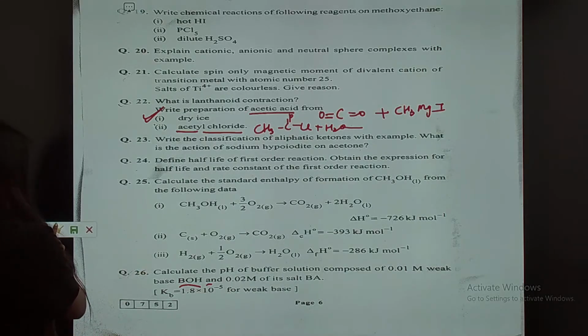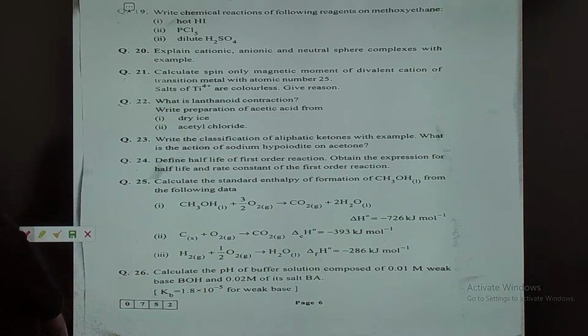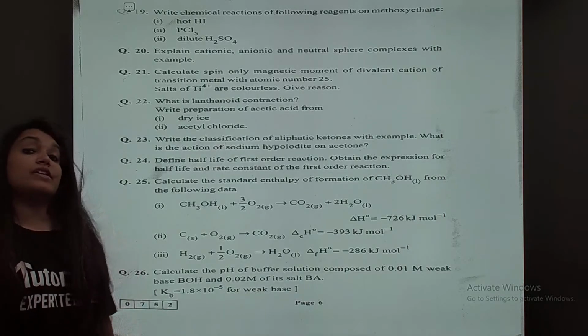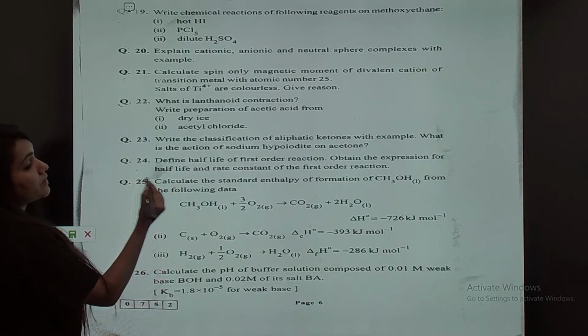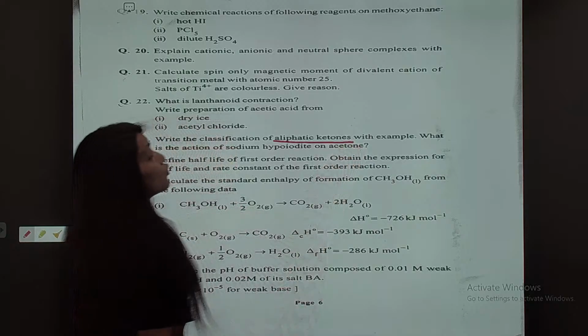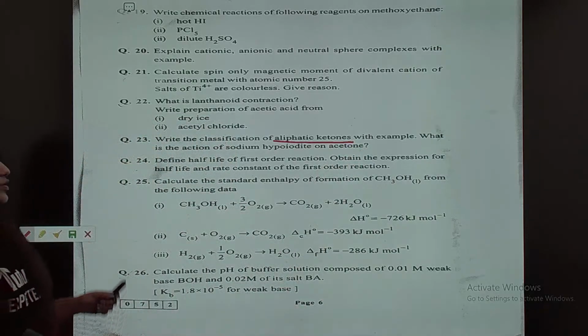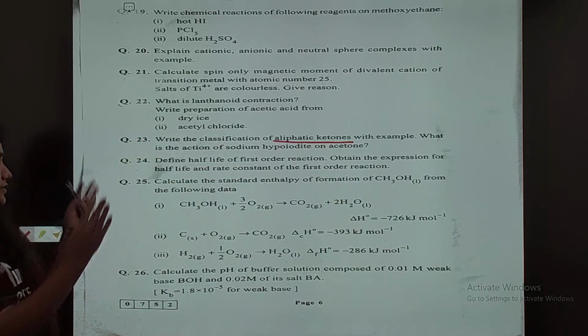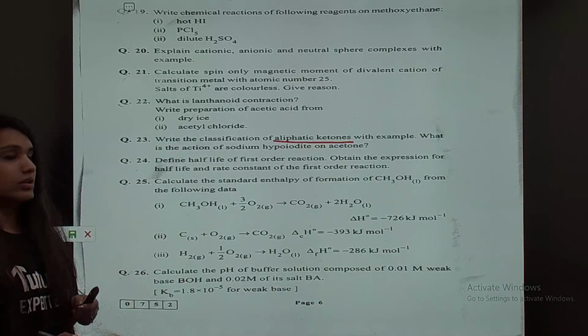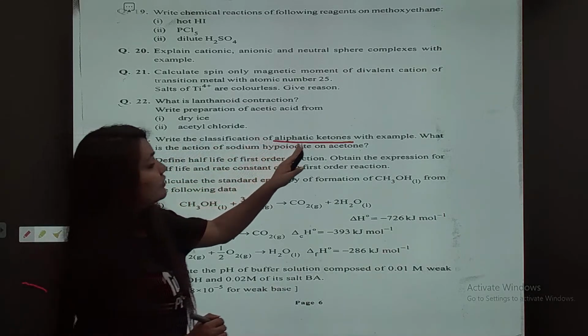Moving on to the next question, which is question number 23, everyone on the screen. Question number 23 is, write the classification of aliphatic ketones with examples and what is the action of sodium hypoiodide on acetone. Let's first take the first part of the question, which is classification of aliphatic ketones.